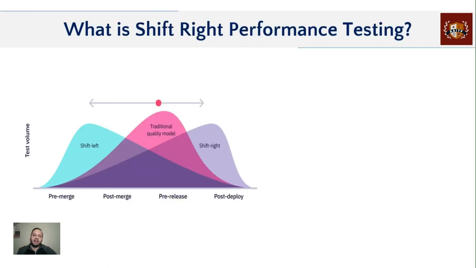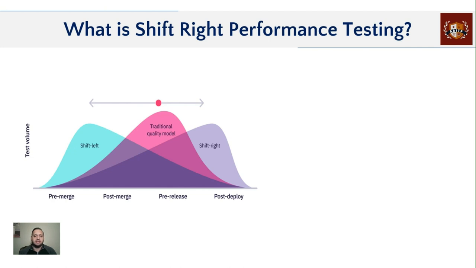So, what is shift right performance testing? You might have seen that traditionally, whenever we are involved in any SDLC lifecycle, testing pretty much comes at the end of the development cycle. Once the development is completed, all the components are ready and integration tested, that's when we actually go and do testing. And even the last part of the testing phase is where the performance testing happens, just before we release the product into production.